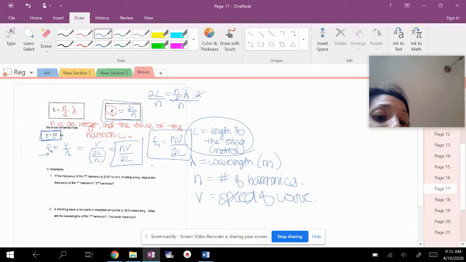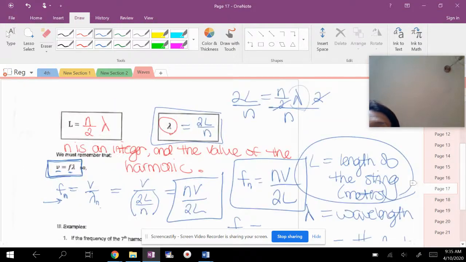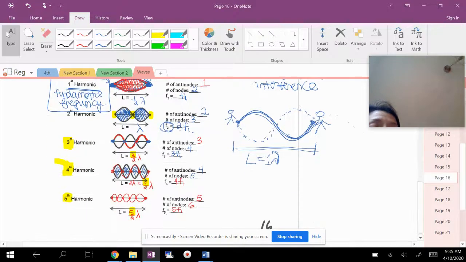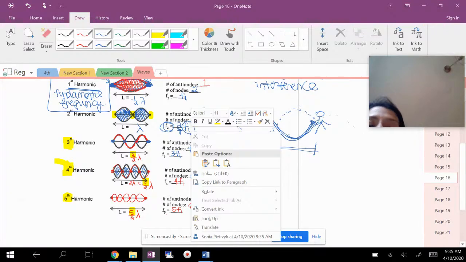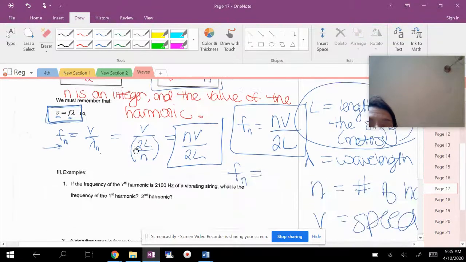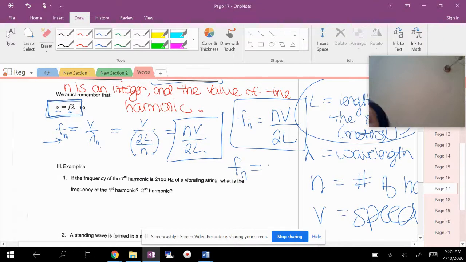Okay. Also, if I wanted to find the frequency of any harmonic, if I knew the fundamental, if you go back to that page, it's really easy to understand what that is. So if I knew the fundamental, I'm going to take the harmonic that I'm on, which in this case is 2, and multiply that by the fundamental. Okay, so what I can say here is the frequency of that harmonic equals that number times the fundamental.